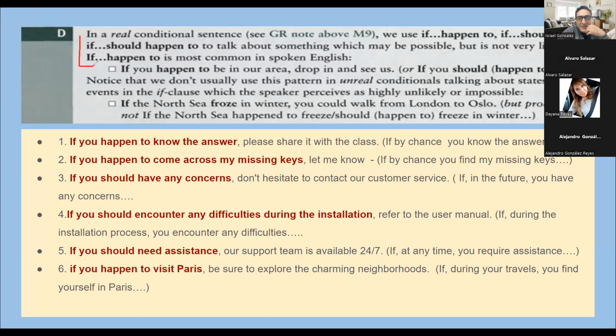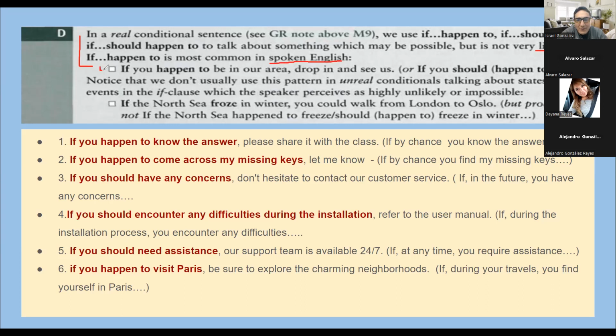Yes, teacher. In a real conditional sentence, we use if happen to, or if should happen to, to talk about something which may be possible. But it is not very likely. It is most common in spoken English, when we have conversations.